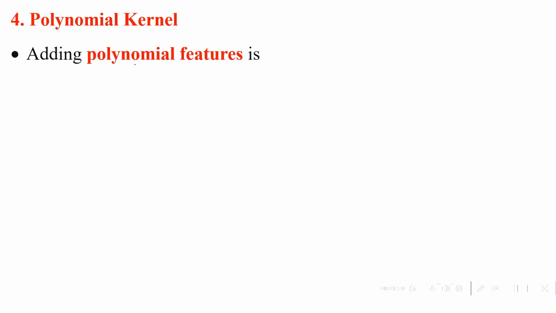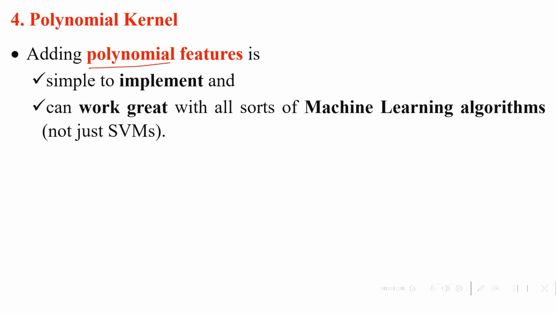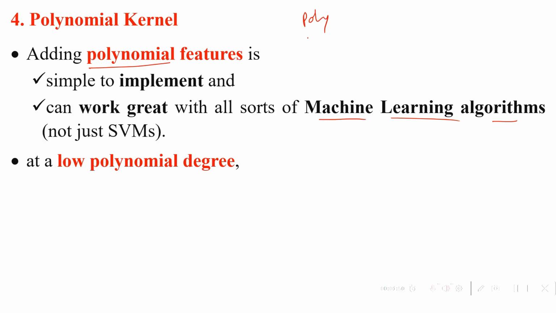Now here, with the polynomial kernel, we are going to add polynomial features to our data set, which is simple to implement and can work great with all sorts of machine learning algorithms. So with the help of feature adding, you can work out any type of machine learning algorithm. The polynomial degree may be low or high. There are two types of degrees: low degrees and high degrees.